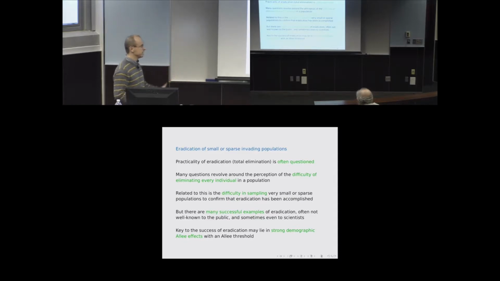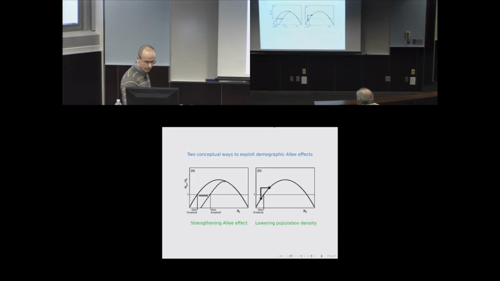And even if that might not be the case all the time, the key to the success of eradication might lie in strong demographic Allee effects. Why? There are 2 possible ways to exploit these demographic Allee effects, such Allee effects that have some Allee threshold, some critical value below which the population growth rate is negative, or is below 1 in case of a discrete time framework.